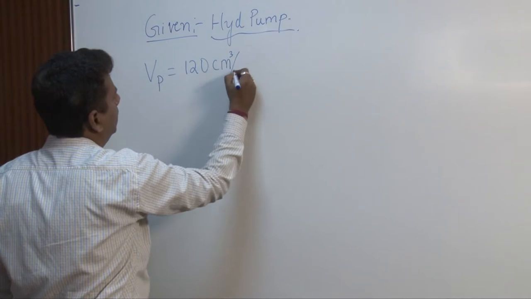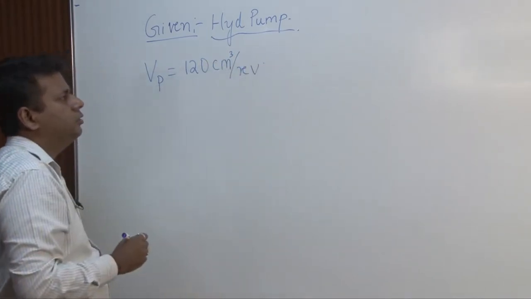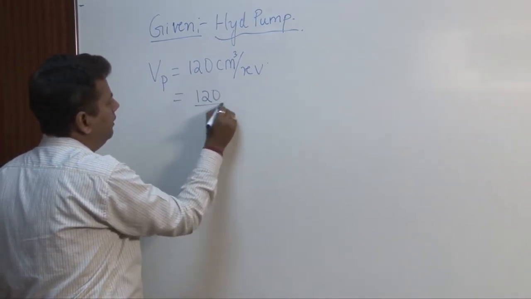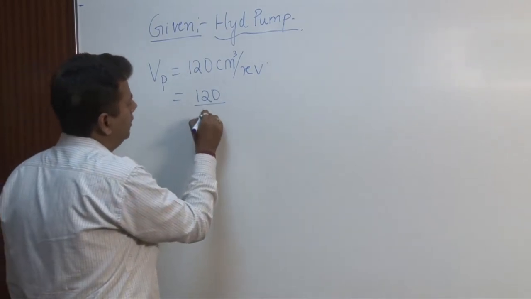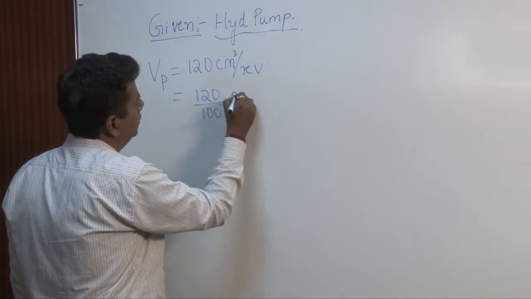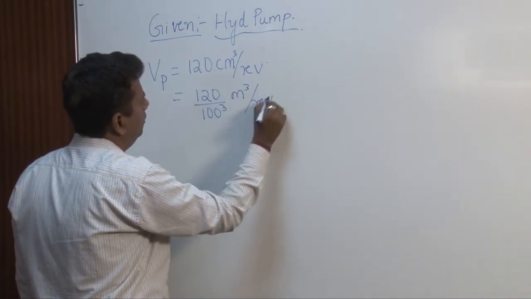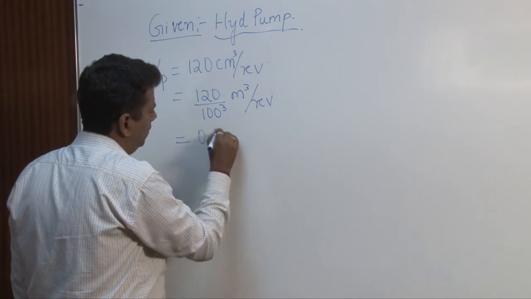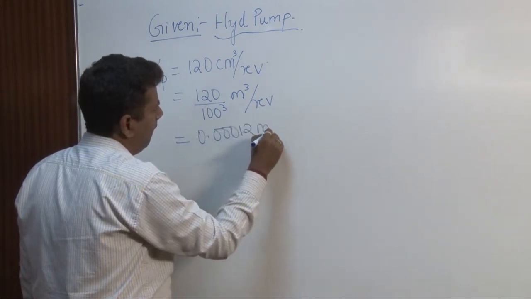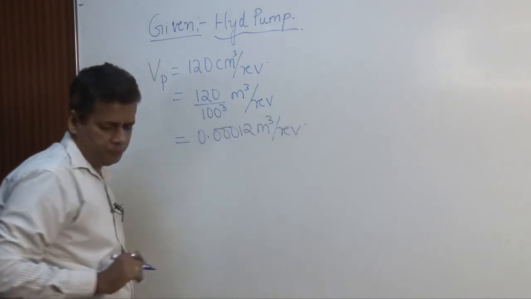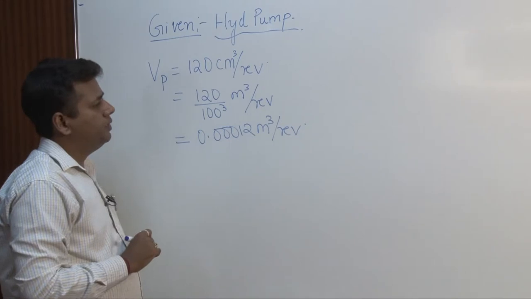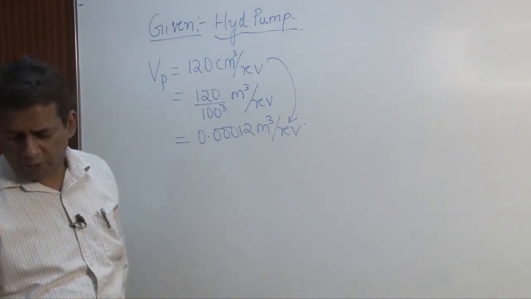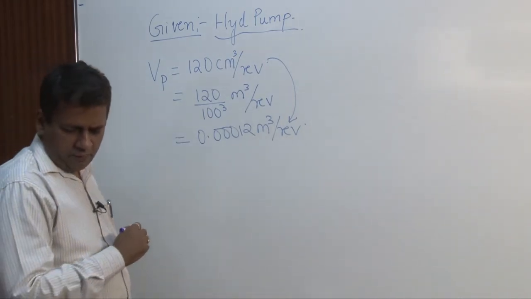centimeter cube per revolution. We have to convert that into meter cube per revolution. So, this is equal to 120 divided by, how to convert that? Centimeter cube is nothing but 100 cube meter cube per revolution. So, this is equal to 0.00012 meter cube per revolution. So, we have to convert from centimeter cube to meter cube per revolution.